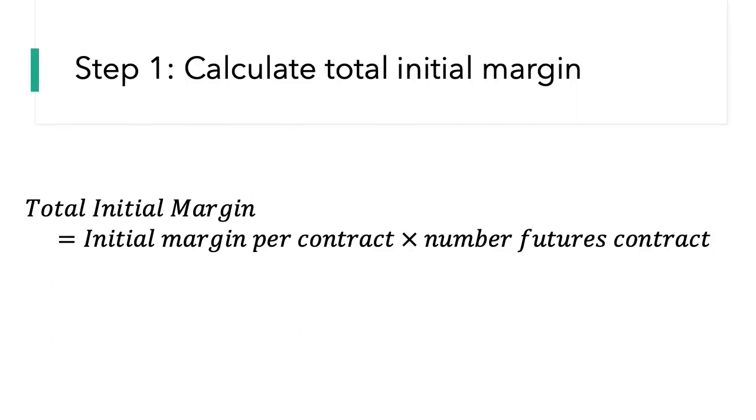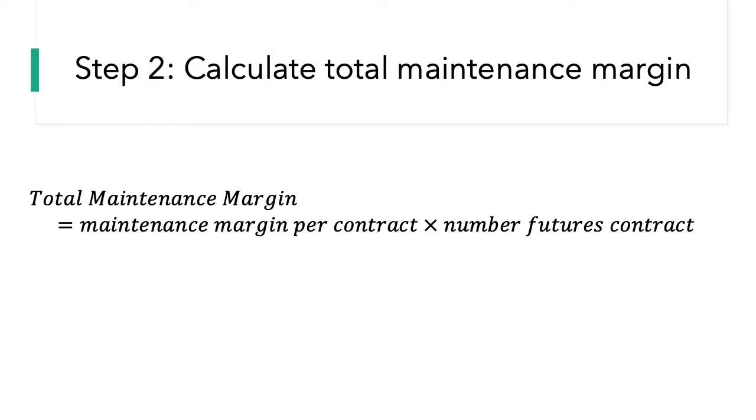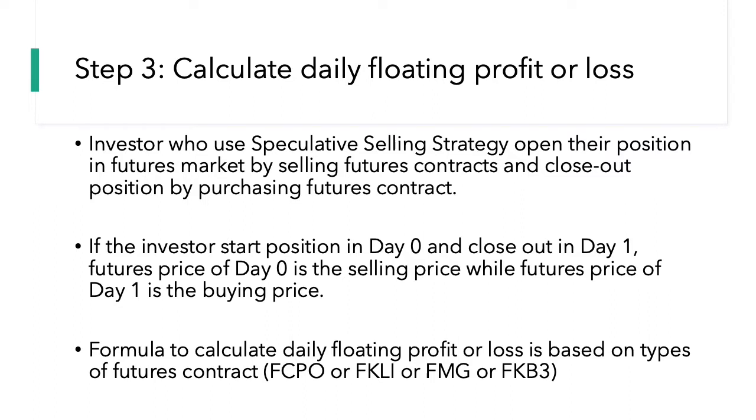So step number 1, to calculate profit and loss for speculative selling strategy, you need to calculate total initial margin. Formula for total initial margin is initial margin per contract times number of futures contract. Second step, you need to calculate total maintenance margin. So total maintenance margin is equal to maintenance margin per contract times number of futures contract. Step number 3, you need to calculate daily floating profit or loss.